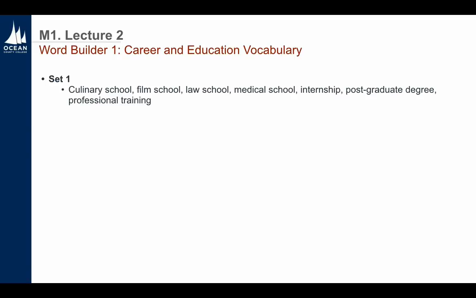So what we will look at is Word Builder 1, which focuses on career and education vocabulary. Let's look at Set 1. What I would like you to do right now is just listen to how I pronounce each word. Culinary school, film school, law school, medical school, internship, postgraduate degree, professional training.